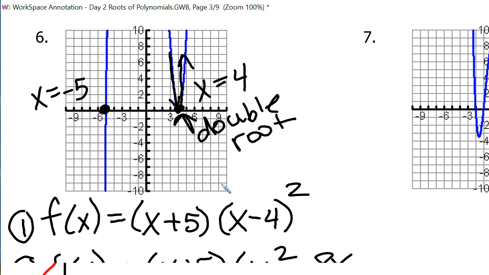Negative 8x. I multiply them, get negative 4x. I double it and get negative 8x. And when I square the negative 4, that gives me positive 16. Now we need to double distribute. So I'm going to go ahead and distribute the x first.